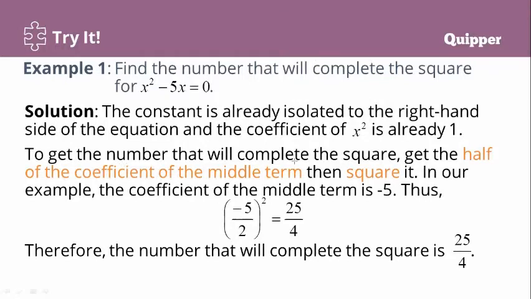Therefore, to get the number that will complete the square, we get half of the coefficient of the middle term. The coefficient of the middle term is negative 5. Then we square it. Thus, negative 5 divided by 2, then we square it, and we get 25 over 4. Therefore, the number that will complete the square is positive 25 over 4.